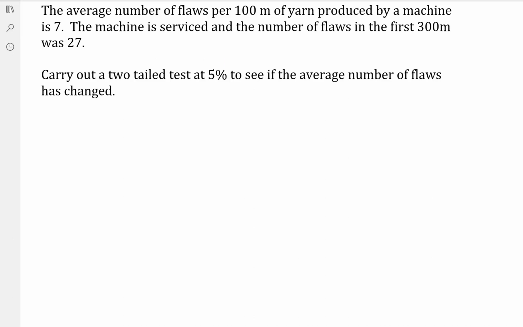Now, by giving you this significance level at 5%, that would be an indicator to you that you're going to have to approximate the Poisson distribution, because they're giving you a precise value for the significance level of the test. So what do we know so far? We know that lambda is going to be 7 flaws per 100 meters. However, we're also told from the machine, once it's been serviced, that there are 27 flaws per 300 meters.